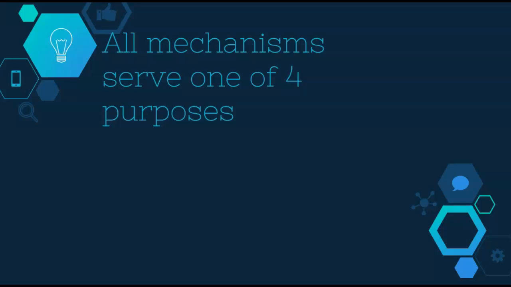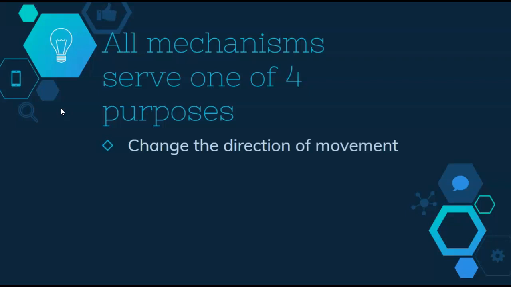Hey students, in this video we're going to be looking at our fourth purpose of a mechanism. But let's do a little bit of review. So far we have learned that sometimes mechanisms change the direction of movement, meaning when two gears are meshed together they're always going to rotate in opposite directions.